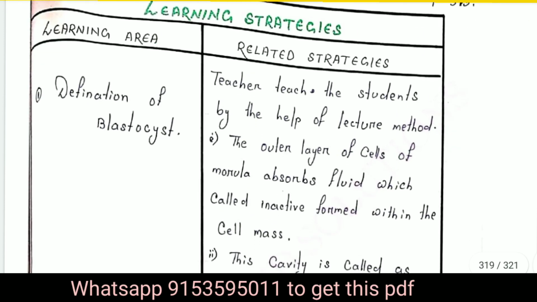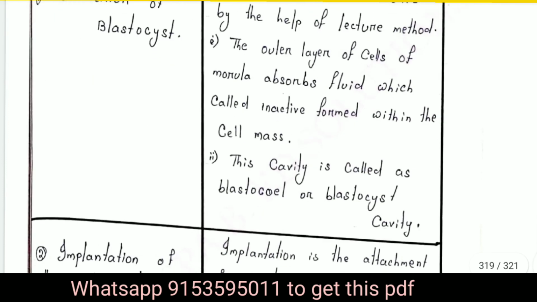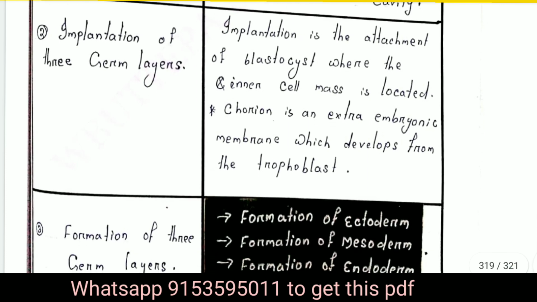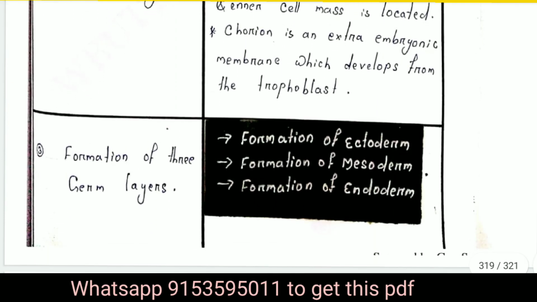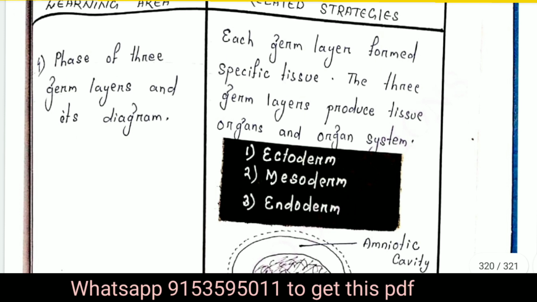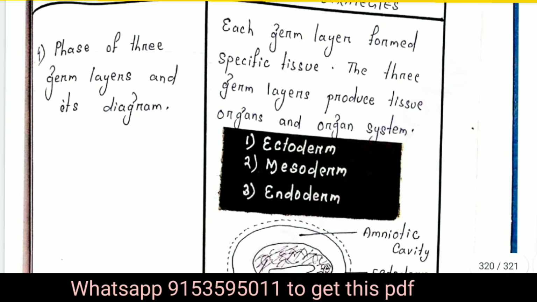Learning strategies, learning area and related strategies. Definition of blastocyst. Implantation of the three germ layers. Formation of three germ layers. Formation of ectoderm, mesoderm and endoderm. Learning area and related strategies. Phases of three germ layers and its diagram. Ectoderm, mesoderm and endoderm.